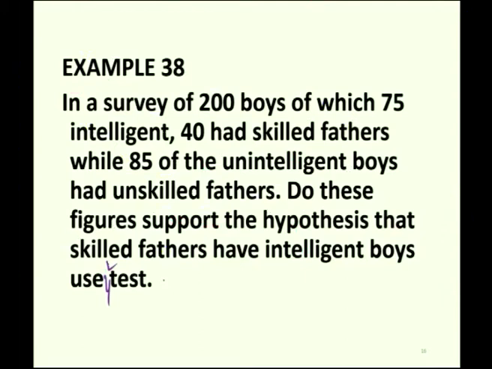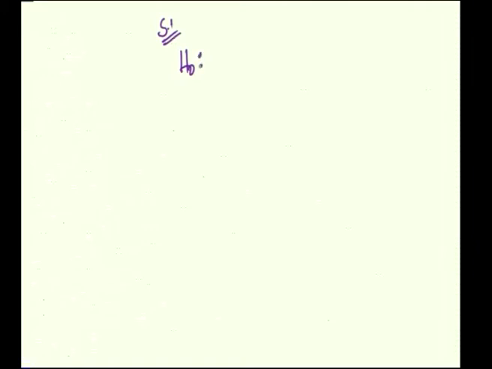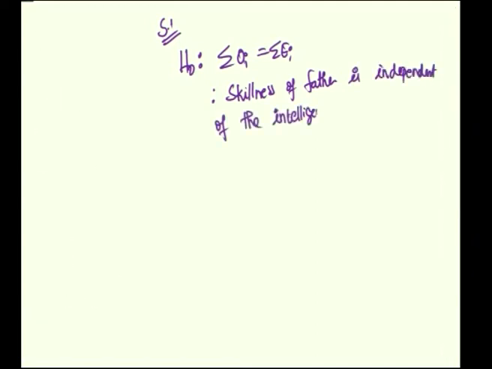Totally 200 boys have been given, and the two attributes are, one is the intelligence of boys, another one is the skillness of the fathers. We will set up H naught, H1 etc., and then come to the calculation part, wherein we will write down the OI table and then write down the EI calculation. So, step 1: H naught says that summation OI is equal to summation EI, or it means that skillness of father is independent of the intelligence of the boys.